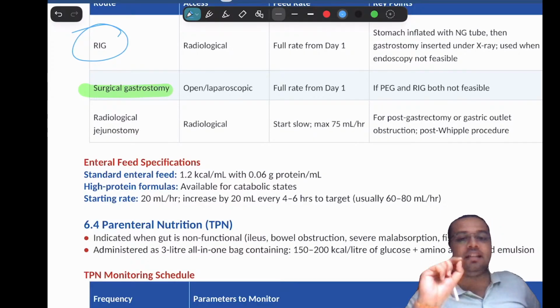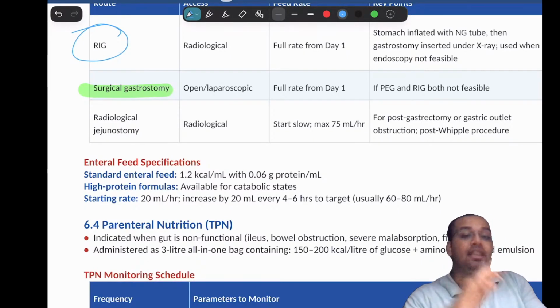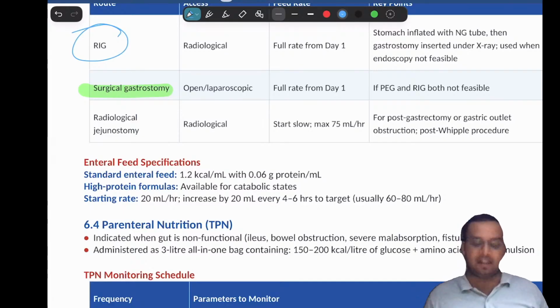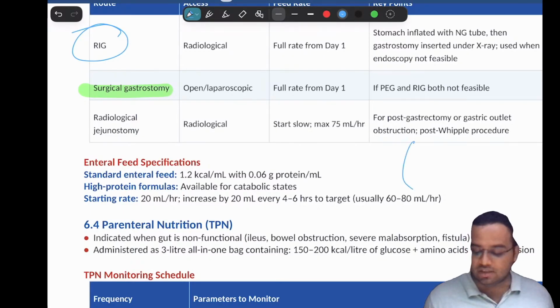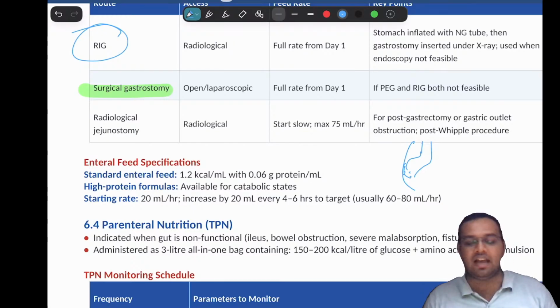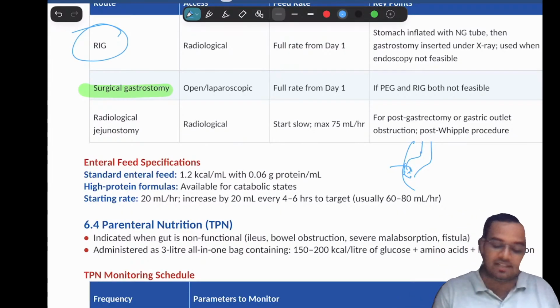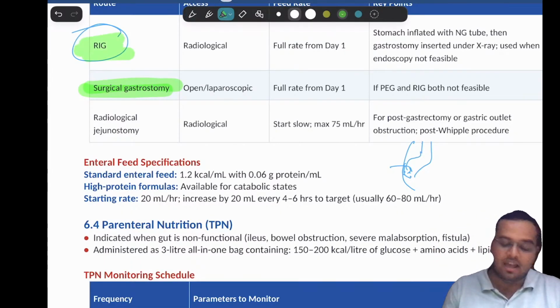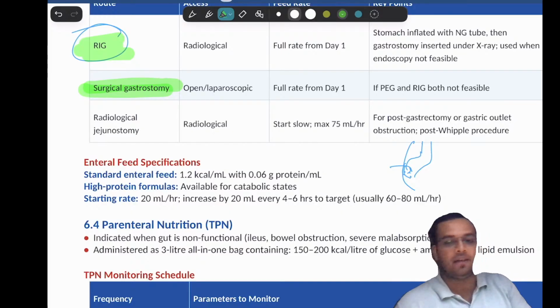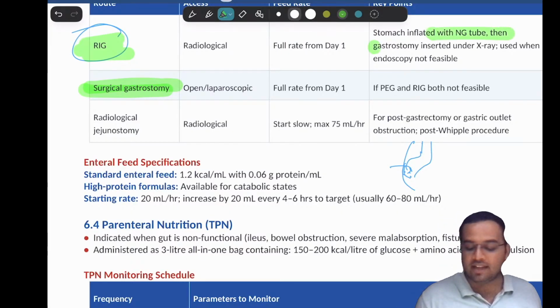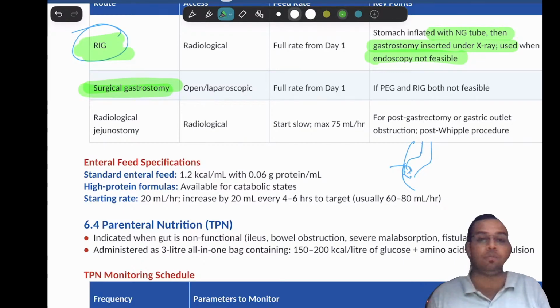So what you can do in those scenarios is inflate the stomach with air. When the stomach is inflated with air, it is going to touch the anterior abdominal wall. So this is your anterior abdominal wall, and this is going to be the stomach lumen. Whenever this lumen is touching the anterior abdominal wall, with the help of fluoroscopy guided X-ray imaging, you can straight away puncture the stomach from the skin. That is nothing but radiologically image guided gastrostomy. So the NG tube is inflated and then the gastrostomy is inserted under X-ray where endoscopy is not feasible.